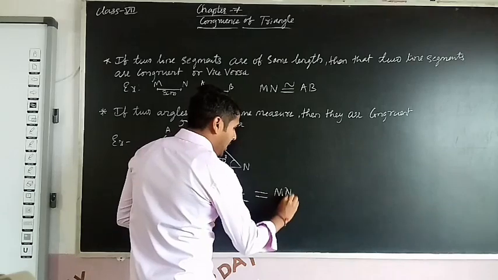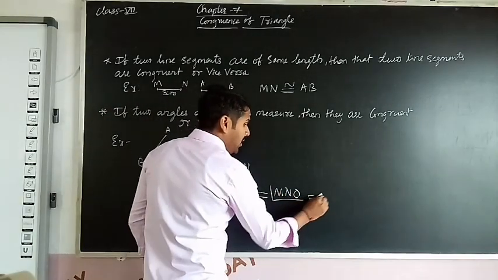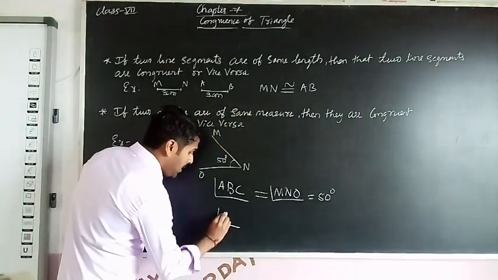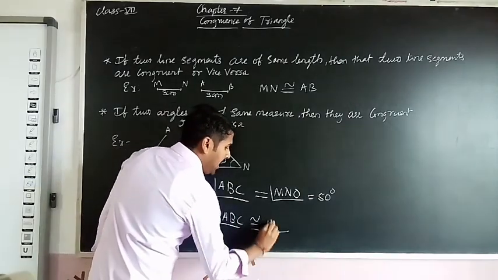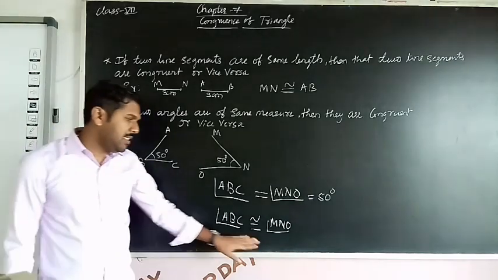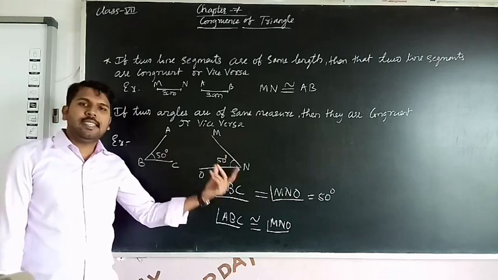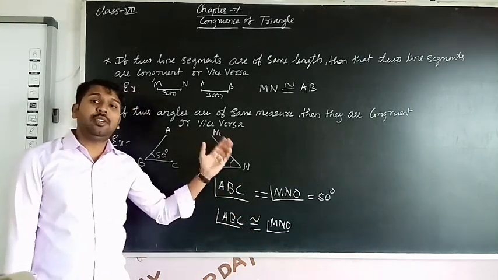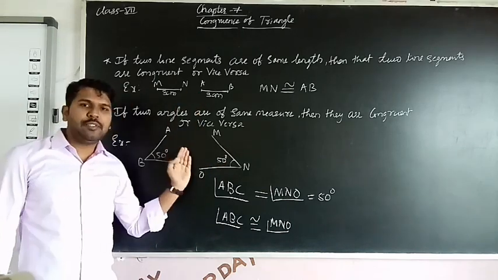M, N, O. So first they are equal. Why? Their measure is same. That means therefore ABC is congruent to MNO. Why? Because their measure is same. If two angles are congruent, that means those two angles have same measure. This is for lines, this is for angles.